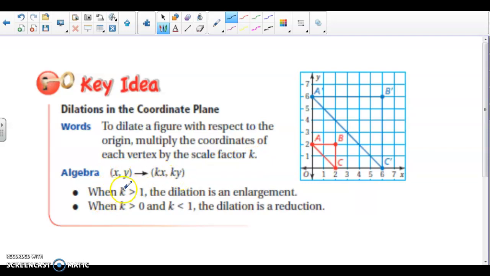When the value that you're multiplying all the coordinates by is greater than 1, the type of dilation is called an enlargement. If the value of k is between 0 and 1, like a fraction such as a half or a third or a fourth, it means that it's a reduction. So it's not going to be negative, it's going to be between 0 and 1. If it's bigger than 1, it's an enlargement. With both of them, the transformation is a dilation, it's just the type of dilation that's happening.